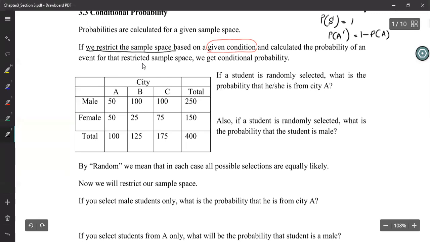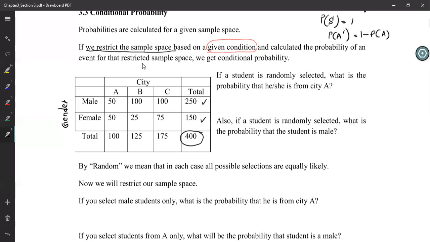Now, if you look at this table, what do you see? You see a set of rows and a set of columns. Your columns are the city names A, B, and C, 3 cities. And then your rows are the gender. So this is about a set of students. The total number of students in our sample is 400. You can see that, right? There are 400 students. Out of them, 250 male students, 150 female students. So altogether there are 400.